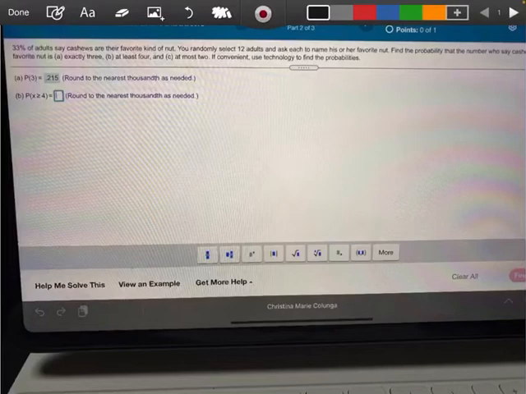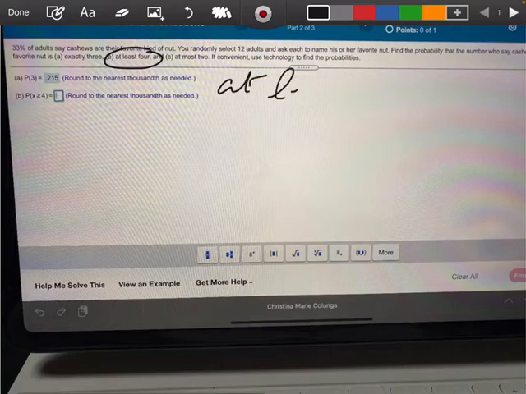All right. So guys, this is a question that one of our students asked, and we're trying to do part B. 33% of adults say cashews are their favorite kind of nut. You randomly select 12 adults and ask each to name his or her favorite nut. Find the probability that the number who say cashews are their favorite is, in part B, at least 4.